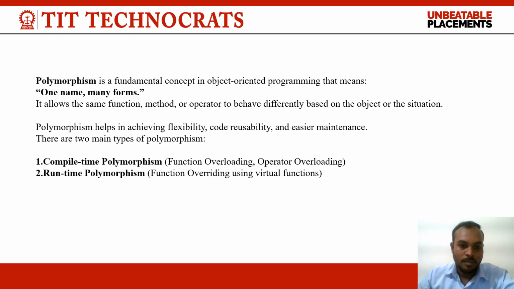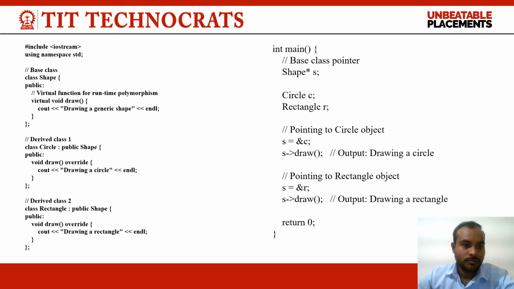There are two main types of polymorphism: compile time polymorphism and runtime polymorphism. Compile time polymorphism has two types, function overloading and operator overloading. Runtime polymorphism is function overriding using virtual function. This is the program of polymorphism.